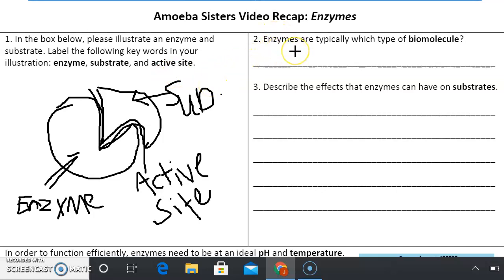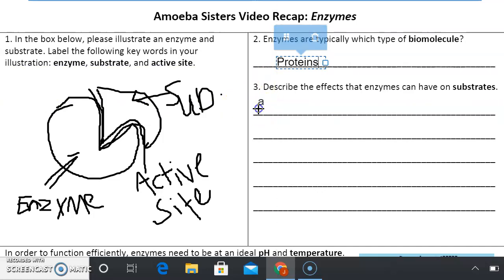Okay, number 2 says enzymes are typically which type of biomolecule? Well, we've talked about carbohydrates. We've talked about proteins. We've talked about nucleic acids, and we've talked about lipids. So which one does the enzyme belong in? Okay, most enzymes are proteins, so we can put proteins right here.